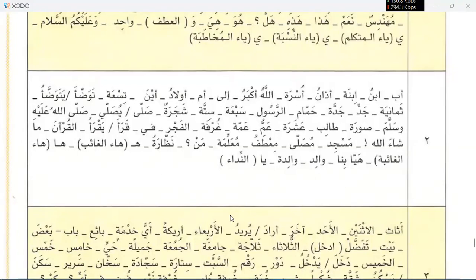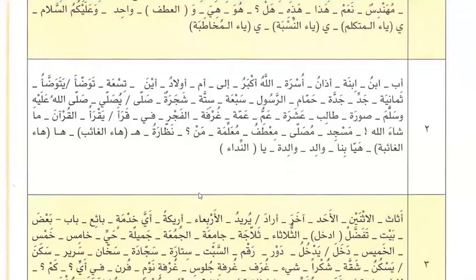Masjid means mosque. Musalla, prayer room. Mi'faf, board. Muallama, teacher. Muallima, teacher. Man, who, for living things. Man for human beings. Nazara, glasses. Ha al-ghaib. What's this, sir? Who means his? Ha al-ghaib means his. Ha of third person. Ha of third person. And ha alif, ha al-ghaiba for third person female.